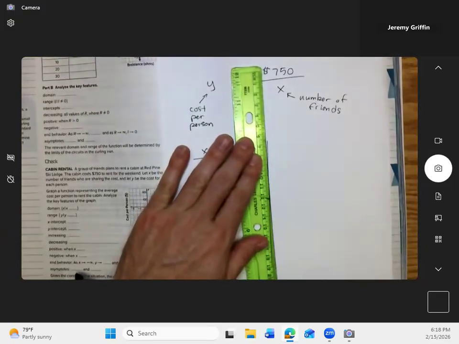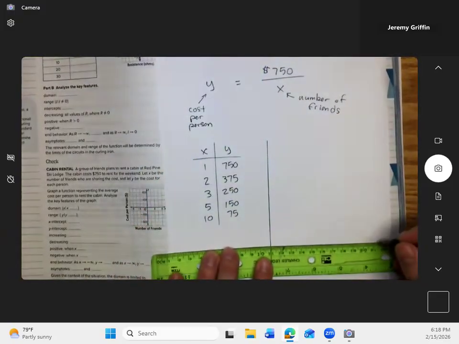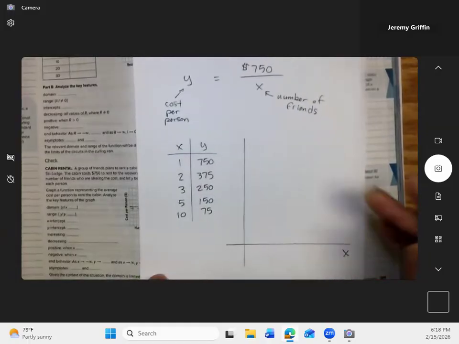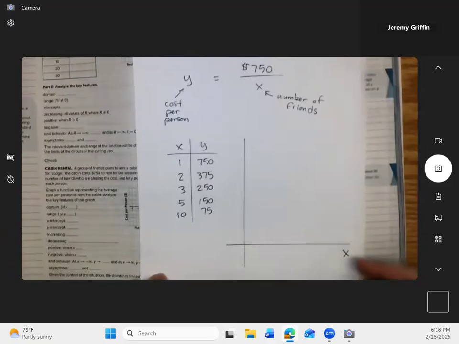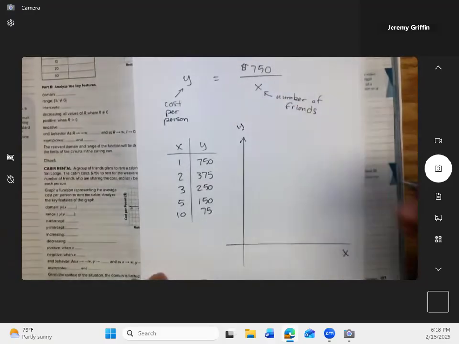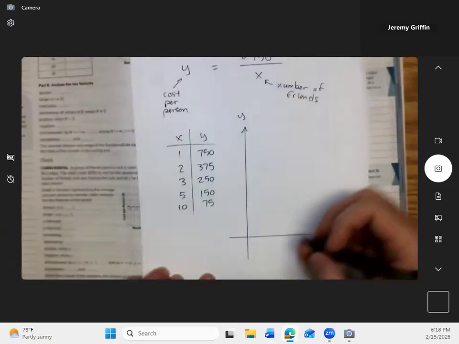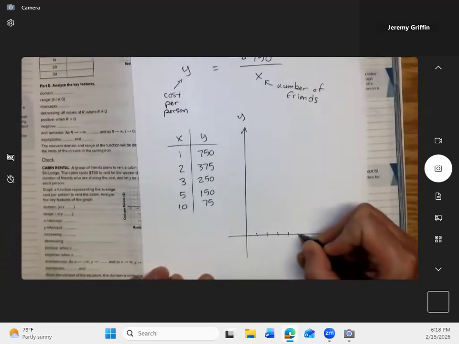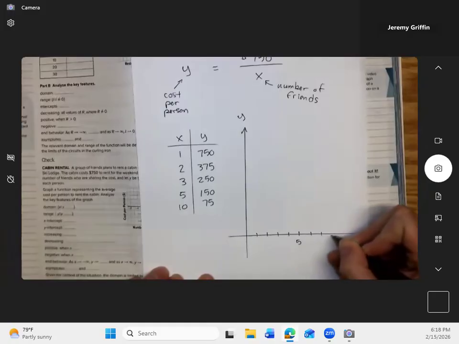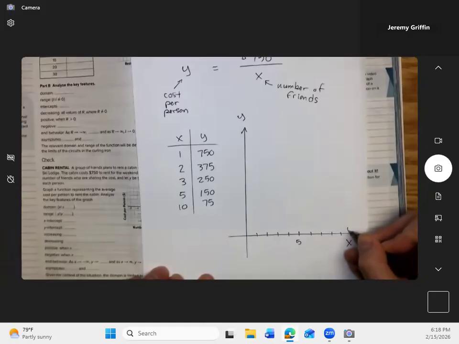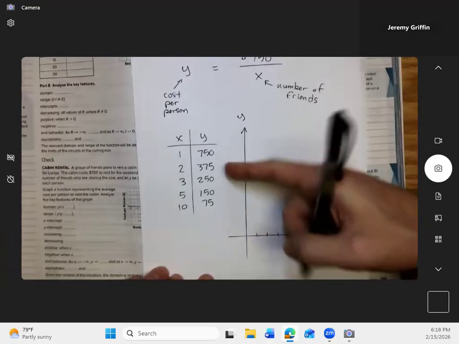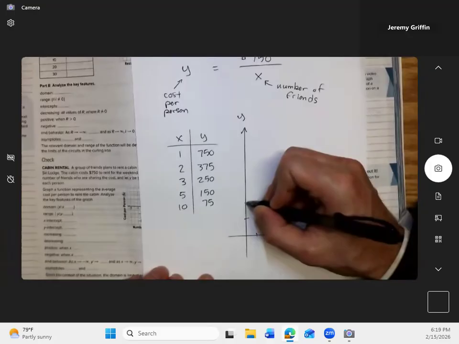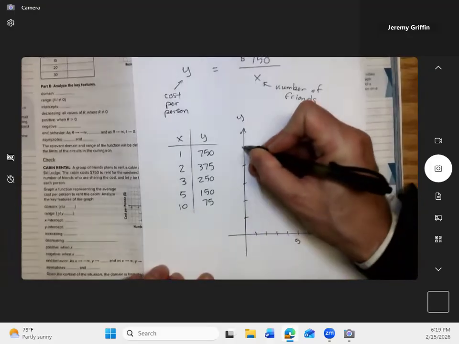So I think this will be similar to the electricity story in the case that you can only have a positive number of friends. So let's just work with the positive values of x. Okay, and then put y cost right here. Let's go 1, 2, 3, 4, 5 friends, 6, 7, 8, 9, 10 friends right here. And then let's go 100, 200, 300, 400, 500.